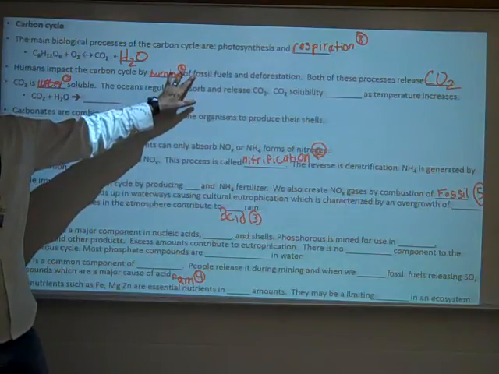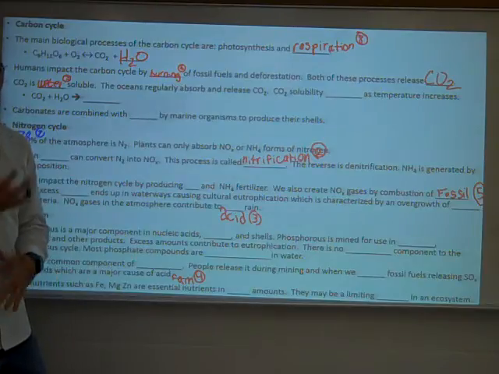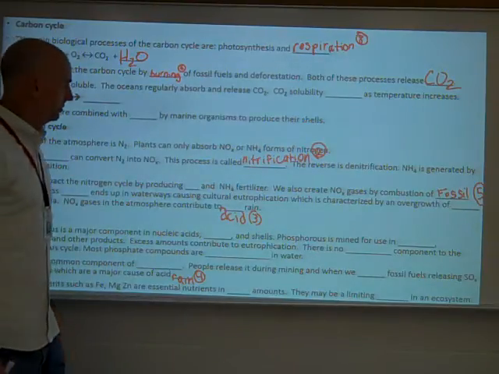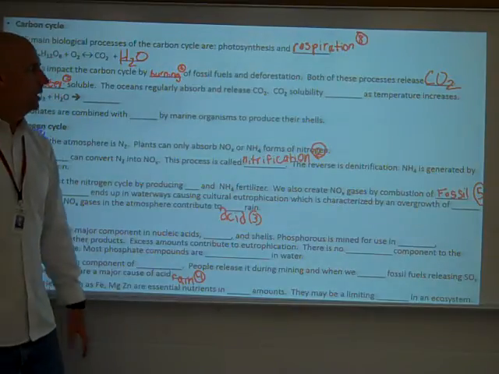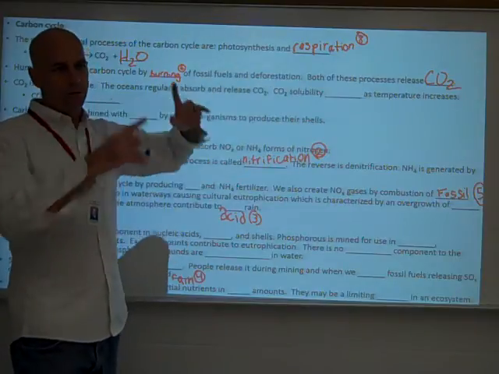We burn so many fossil fuels, we're taking carbon out of an area where it would not normally be released, and putting it into the atmosphere as CO2, and therefore releasing it. Deforestation, we're going from the biosphere into the atmosphere.